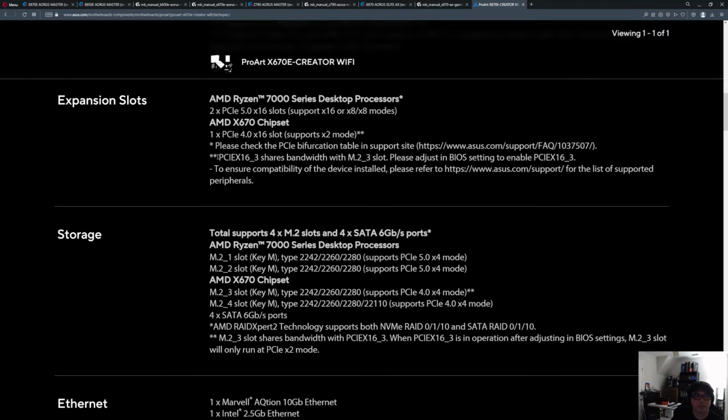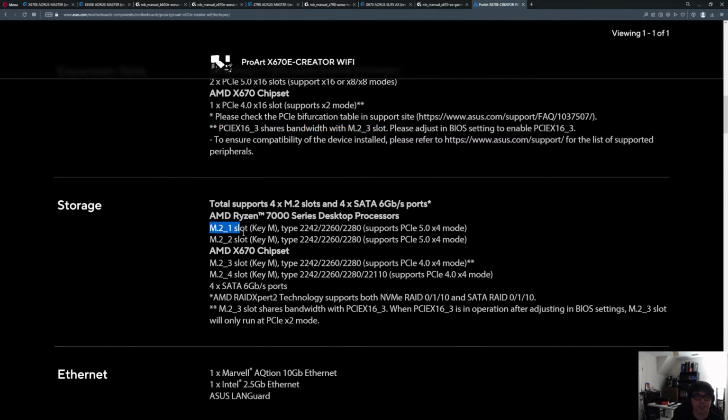And then PCIe 16_3 shares bandwidth with M.2_3 slot. Okay. Total supports 4 M.2 slots and 4 SATA. Okay, Ryzen. So these two are to the CPU. These two go to the chipset. And then this guy is sharing lanes with this guy. Okay, so I think I have enough info now to draw this out.